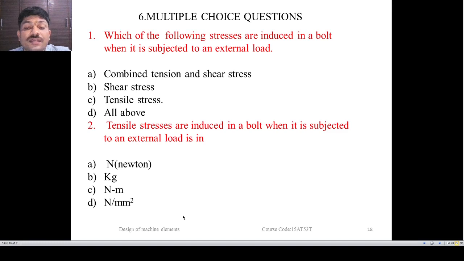Already in the introduction at the beginning of this section, we told that there are some units, and the conversions were also explained. The load or force in the SI system has the unit Newton. So the correct answer is option A, Newton, because Newton per mm square is the unit of pressure or stress, kg is the weight load, but in the SI system we use Newton. Newton meter is the unit of torque.